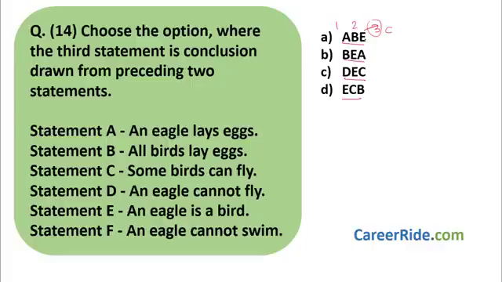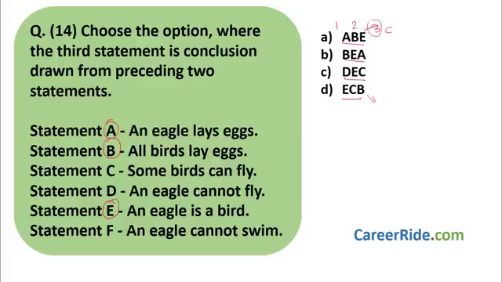So if E is the conclusion of A and B, which can be derived logically from A and B, then we have to choose option A. Similarly, if B can be derived logically from E and C, we have to choose option D. So we have to check all these four combinations. Let's start with A, B, E. Statement A, statement B, statement E.